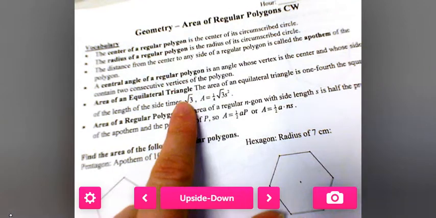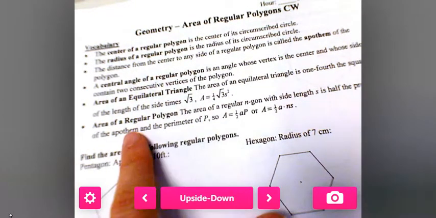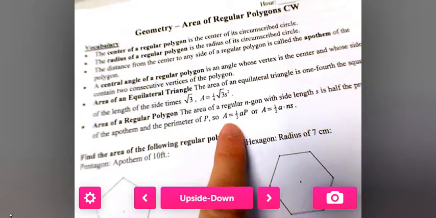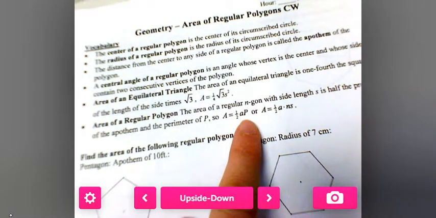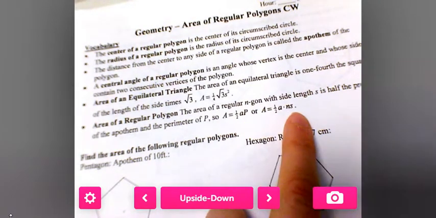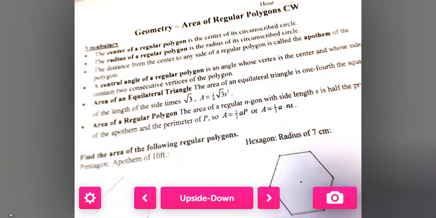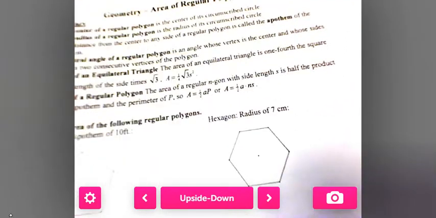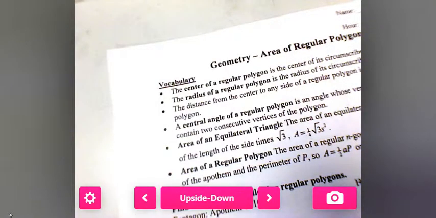Area of an equilateral triangle, we have that equation here. The area of a regular polygon is 1/2 the apothem times the perimeter, or 1/2 the apothem times the number of sides times the length of the side. All right. We're going to do this first one right here using that equation. I'm going to zoom in. We're going to do two that are easier because you're given a certain amount of information, and two that are a little bit harder. And you just got to pay attention to what you're given for your homework.